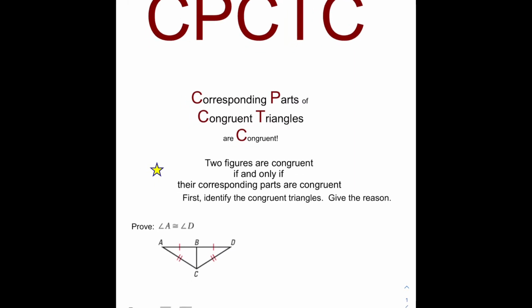Remember, the order that we state these matters. So I might say that, again, what do I look for? I look for shared angles, shared sides. So let's see here. Statement and reason. I'm going to say that BC is congruent to BC due to the reflexive property. And so I now know that this is congruent here.